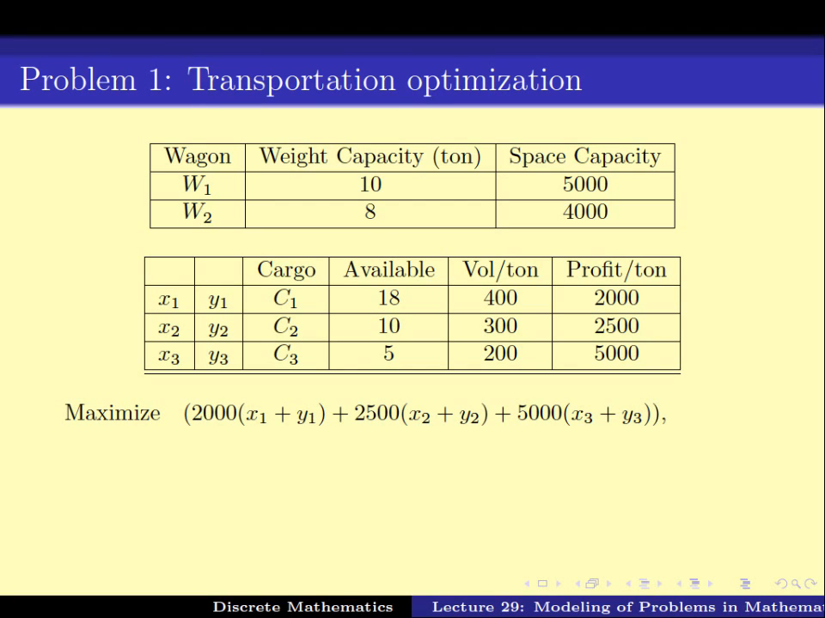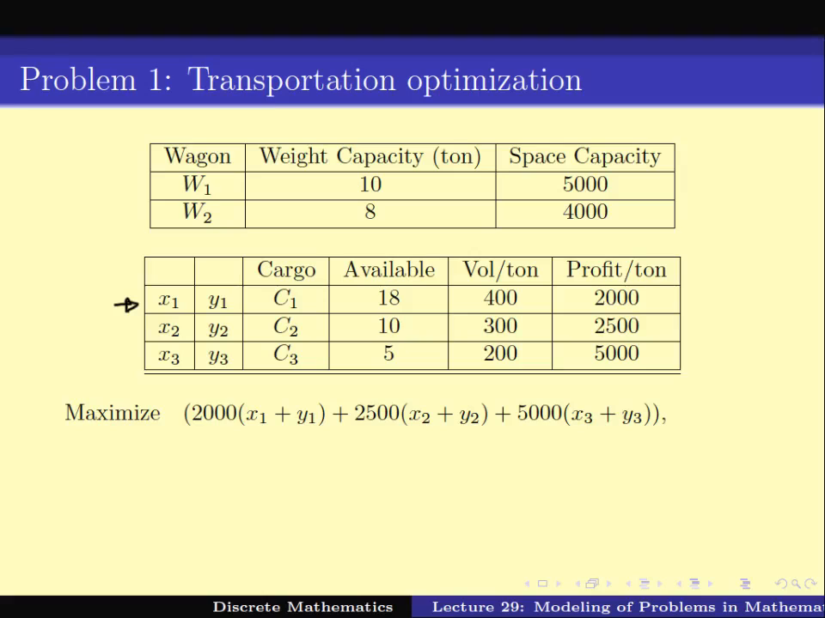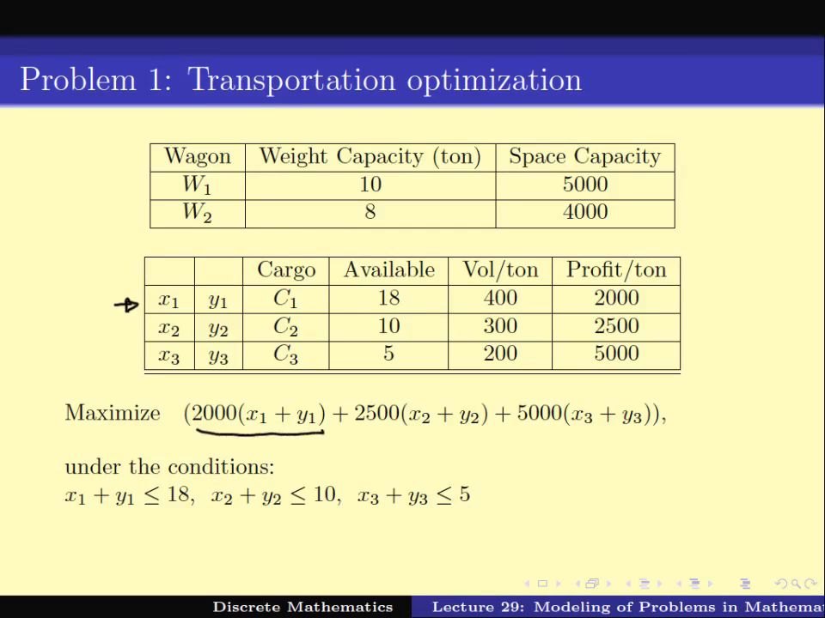So what is the thing that we maximize? We maximize the profit. If I manage to ship x1 in wagon 1 and y1 in wagon 2, the profit that we have is 2000 times (x1 plus y1). Similarly, for cargo 2 it is 2500 times (x2 plus y2), and 5000 times (x3 plus y3) for cargo 3. And what are the conditions?